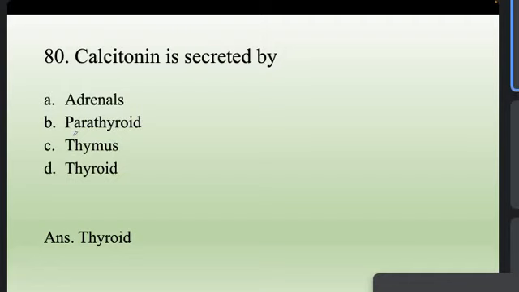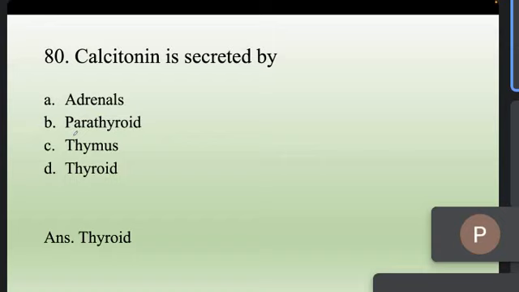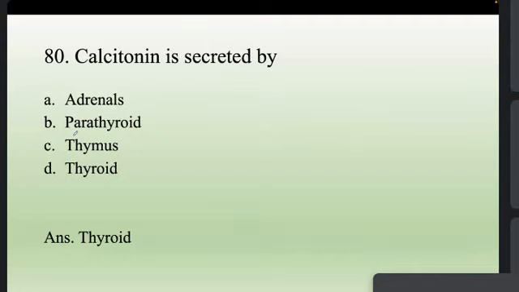Yes, it is thyroid. Calcitonin is secreted by the thyroid gland, and it helps in regulating the calcium levels in the body. If there is a high amount of calcium in your body, then more calcitonin hormone is produced, so that it helps regulate your blood calcium levels.